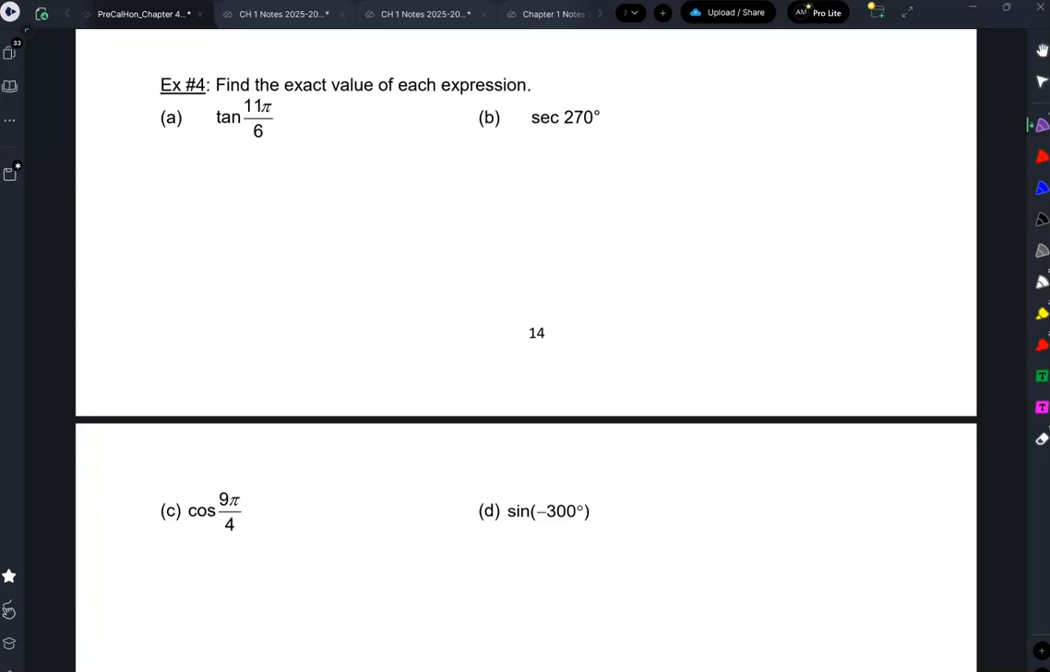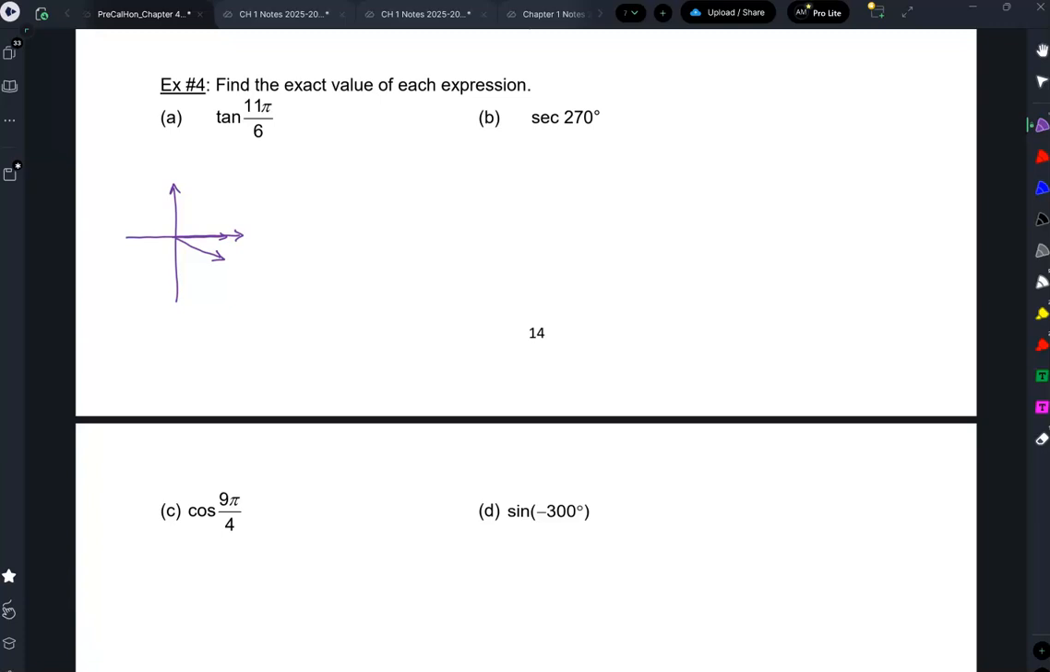Okay, tangent of 11 pi over 6. Here's what you need to do. First, figure out where it is. Remember we said 1 pi over 6, 5, 7, 11 pi over 6 is here. This is where 11 pi over 6 is. You really don't want to miss this.